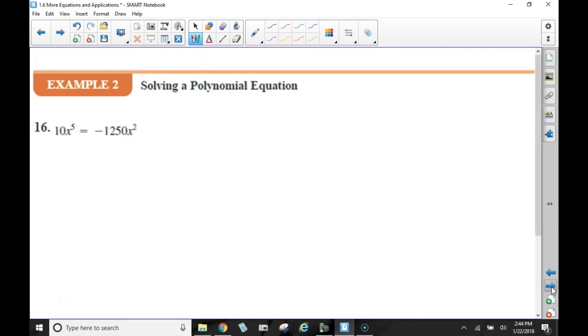Okay, in our next example, we have another higher order polynomial equation, and we could get as many as 5 answers from this polynomial equation. Once again, the only way that we know to solve these is to get everything on one side, factor, and then apply our zero product property. So I'm going to begin by adding 1,250 x squared to both sides.